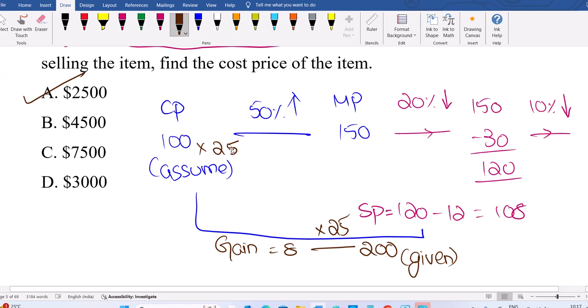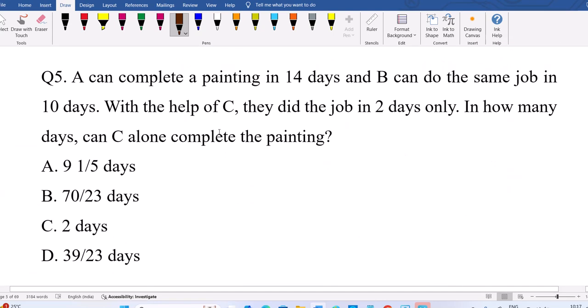Now let's see the next question. This is profit and loss. Now a time and work related question. See, options are also given. Work on this. A can complete a painting in 14 days and B can do the same job in 10 days. With the help of C, they did the job in 2 days only. In how many days can C alone complete the painting? That is the question.